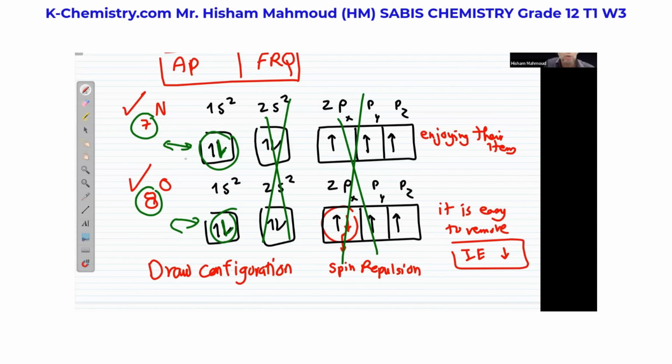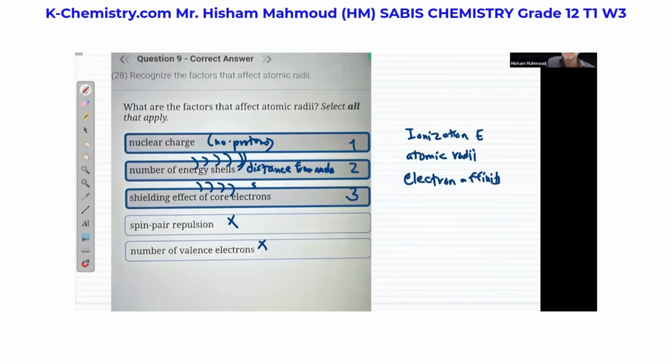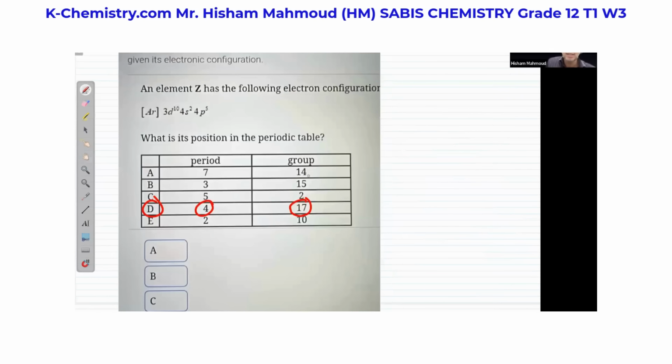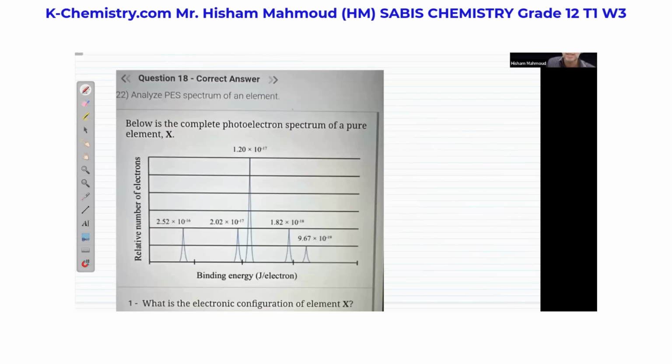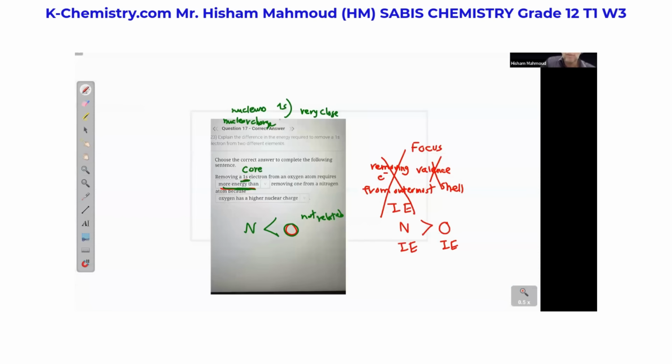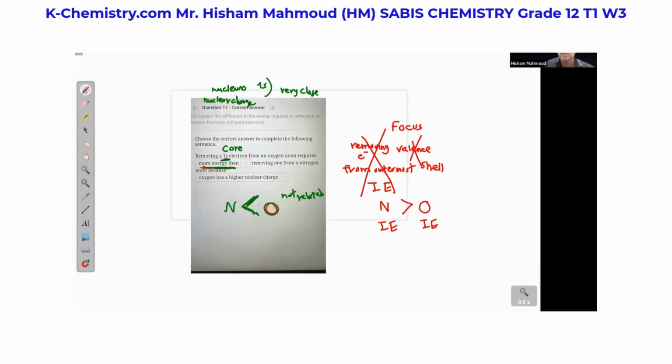Who has more protons? Oxygen. Who attracts the electron more? Oxygen has 8 protons. That's why it becomes more difficult to remove the electron from the oxygen than the nitrogen. That's why the answer here is oxygen is bigger than nitrogen. Please take care. This is totally different and the source of confusion. Oxygen is more than nitrogen because this is 1s, not a valence electron.